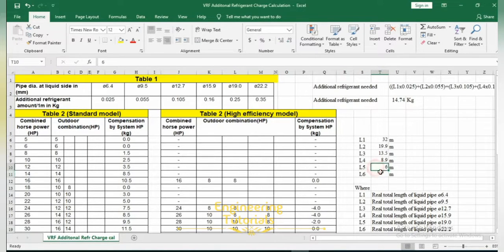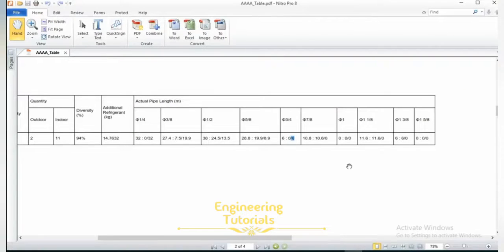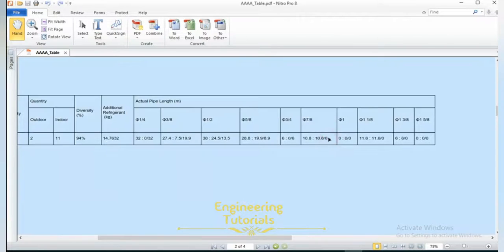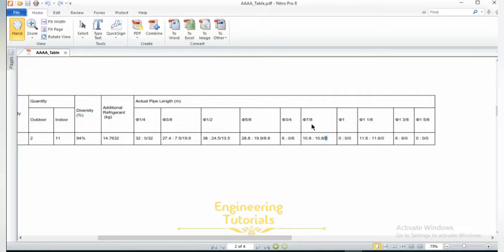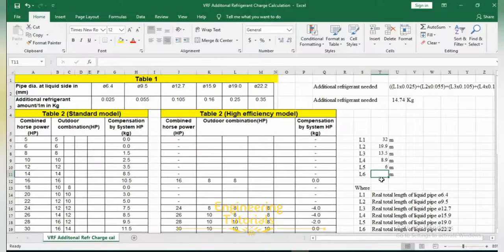And the last one is L6. L6 is due to the diameter 22.2 mm, and if you convert this into inches, it will be 7 by 8 inches. As you can see, on the gas side we have 10.8 and liquid side is 0, so we did not use any liquid pipe with 7 by 8 inch, so this length is 0 used in our project. So I'm gonna give this one as 0.